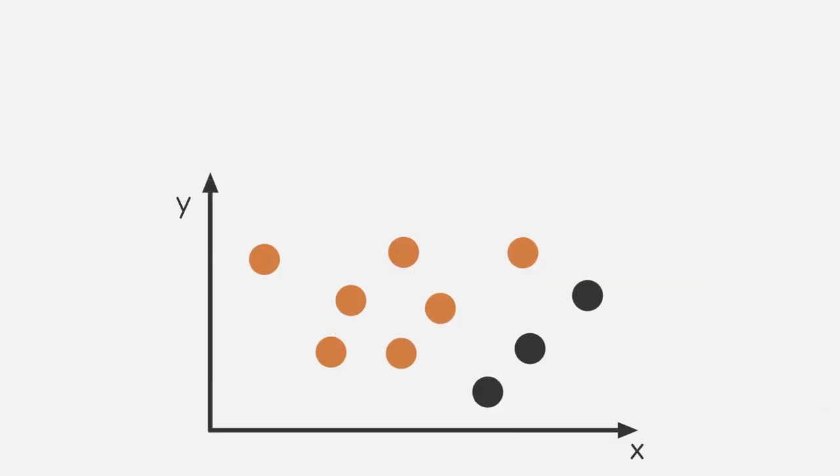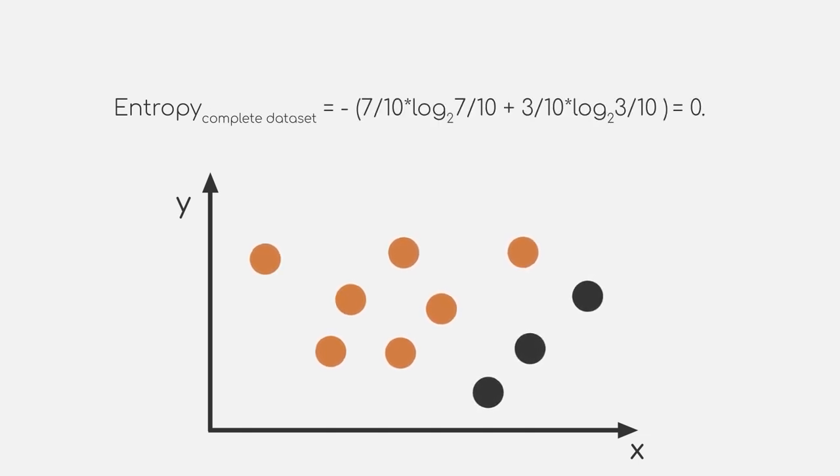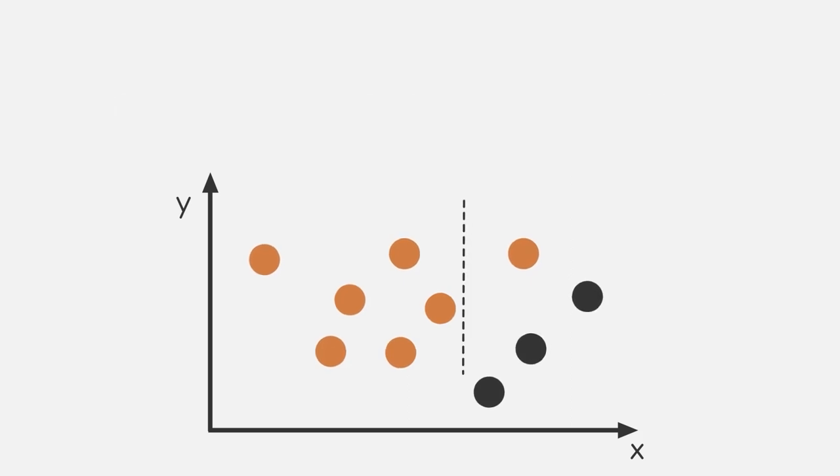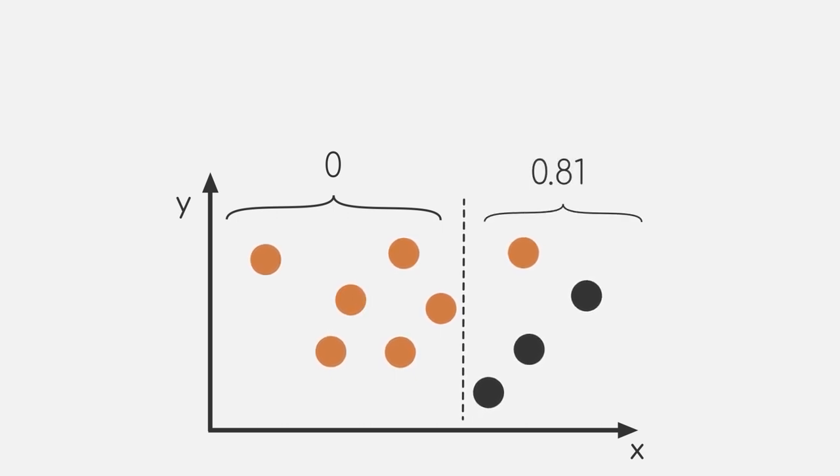We can compute the same for our example dataset, where we have 7 colored data points and 3 dark ones. As you can see, we have a much higher value of 0.88 now. Okay, so where do we go from here? Whenever we draw a new split, we can compute the entropy of all the splits that we have created. So in this case, for the left side and the right side. The entropy for the left side is 0, as it just contains colored data points. On the right side, we now have 1 colored data point and 3 dark ones. This gives an entropy of 0.81.